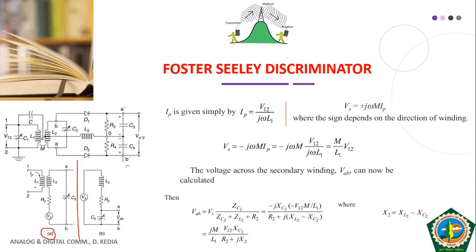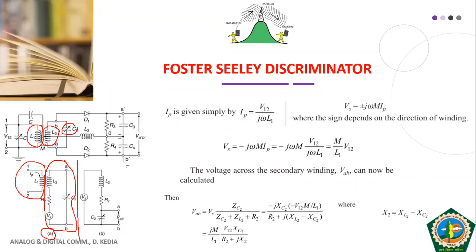Here, your primary is this one, and from the primary some voltage is induced in the secondary part, which has been shown as L2, R2 and C2. The primary has L1, and the secondary has L2 and C2 in parallel. The same thing has been drawn here.